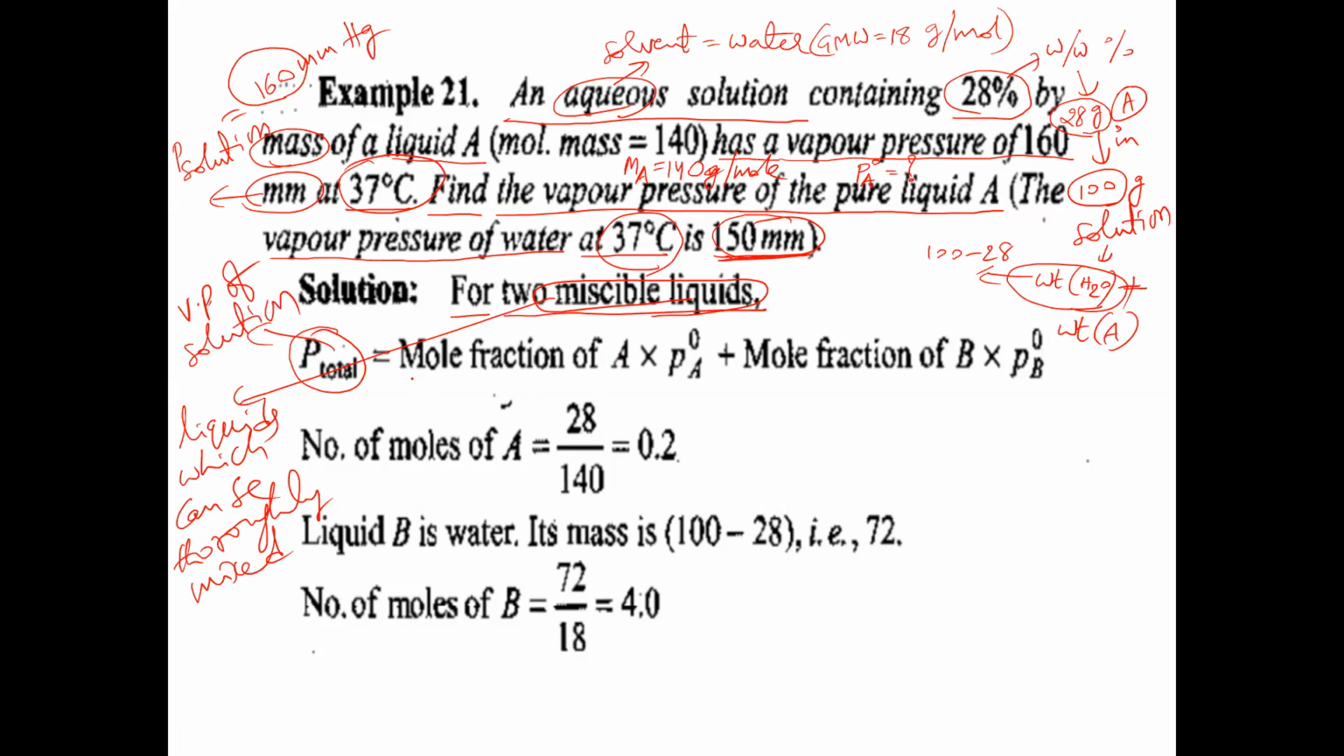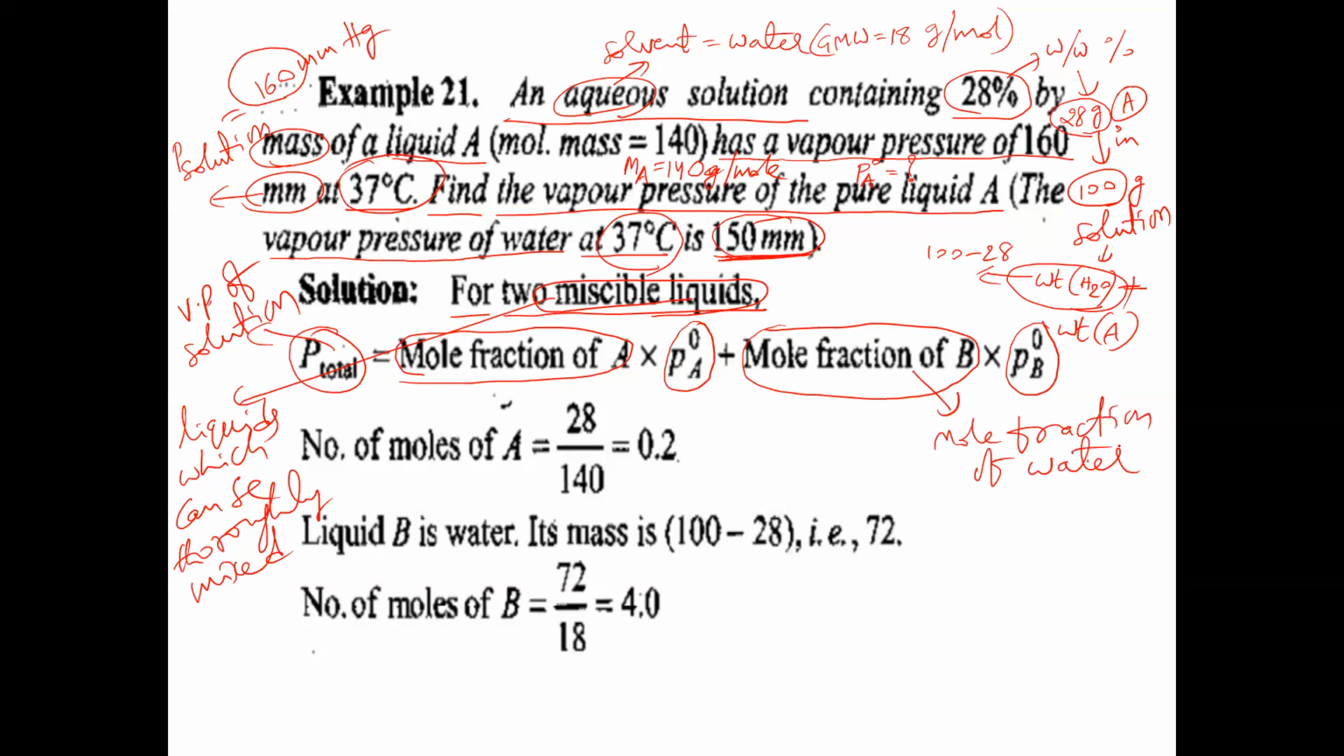Vapor pressure of solution is equal to mole fraction of A into vapor pressure of pure liquid A, plus mole fraction of B into vapor pressure of pure liquid B. Now here A means one liquid, one substance we have taken. B is what? Water here. Mole fraction of water here.